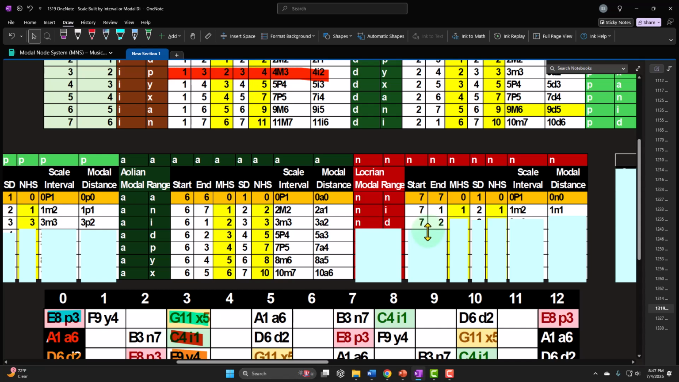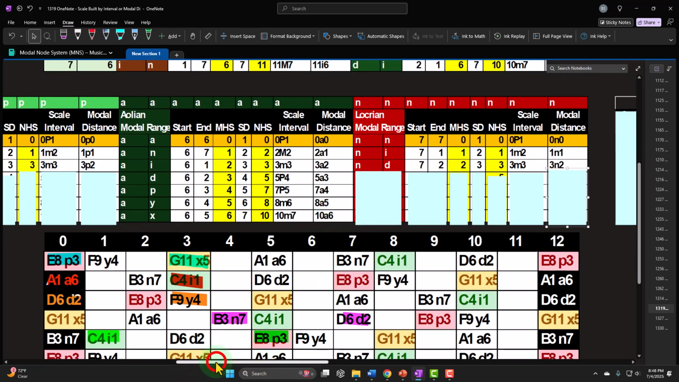So whatever. That's a 7-2 modal range. So then that's going to be a modal half step of 2 notes away, which is going to be the 3rd scale degree. And that's going to be a note half step of 3. And then the scale interval is going to be a 3-note away minor third, which I'd rather call a 3-note away from the Locrian node, second modal half step.